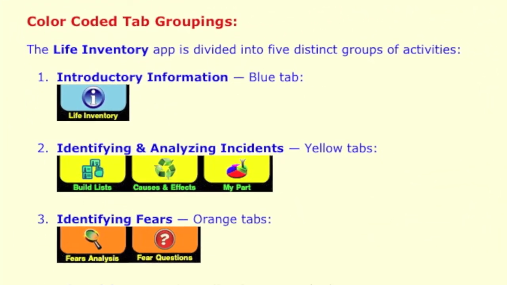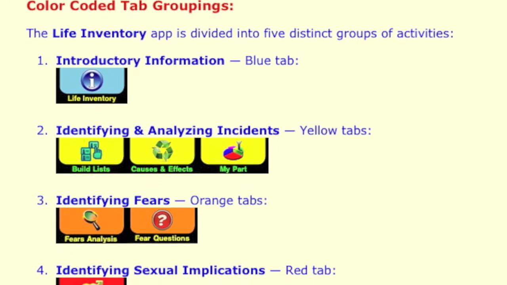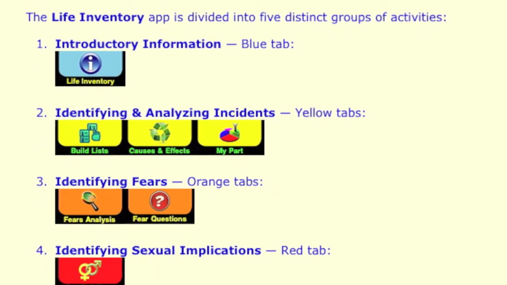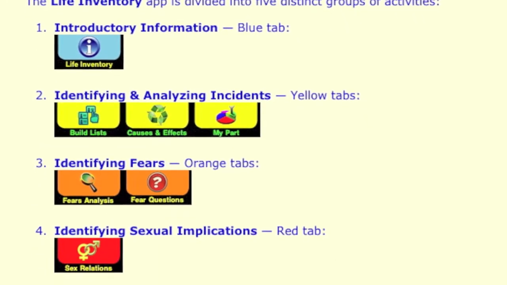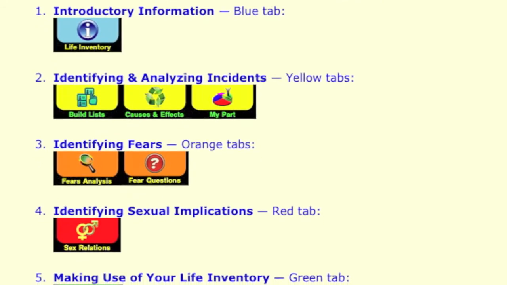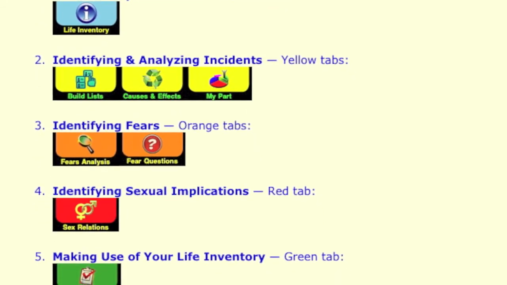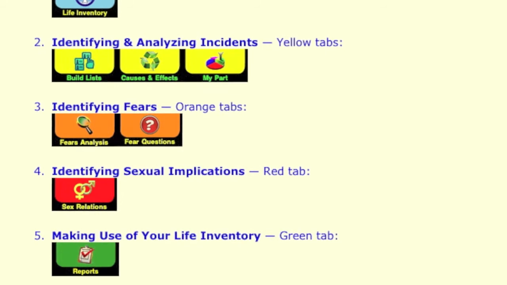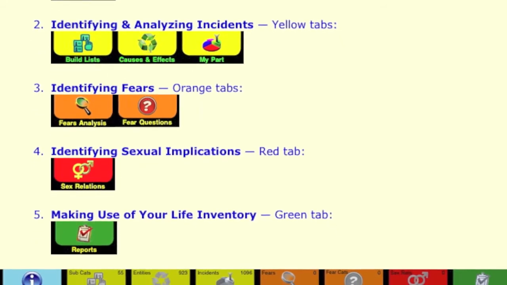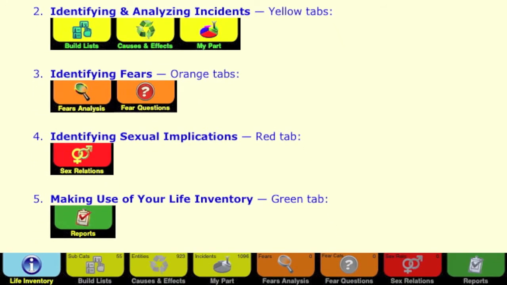The Life Inventory app is divided into 5 distinct groups of activities. Introduction information, which is the blue tab. Identifying and analyzing incidents, yellow tabs. Identifying fears, orange tabs. Identifying sexual implications, red tab. Making use of your life inventory, the green tab.